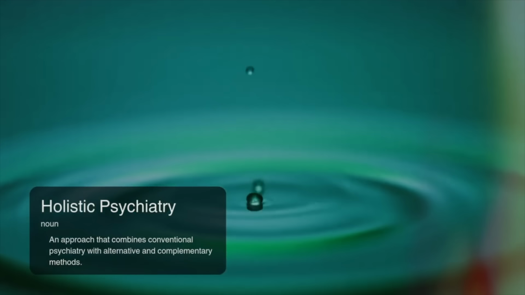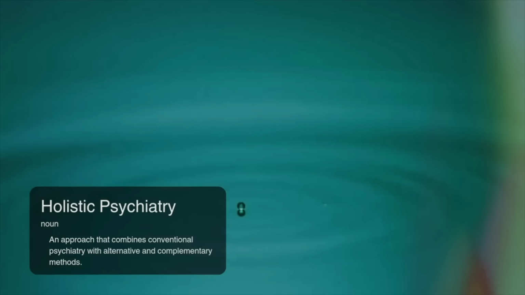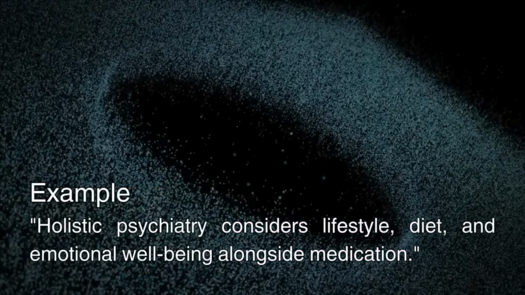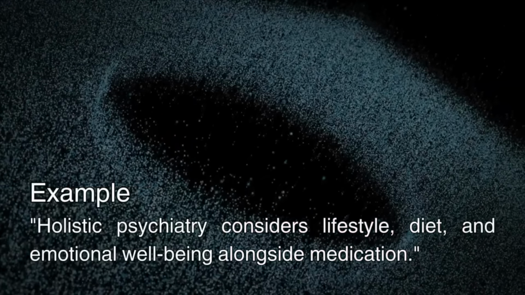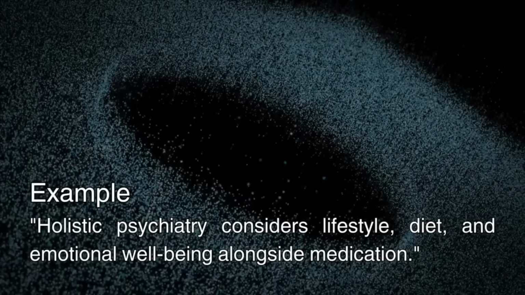Holistic psychiatry. This is an approach that combines conventional psychiatry with alternative and complementary methods. Holistic psychiatry considers lifestyle, diet, and emotional well-being alongside medication.